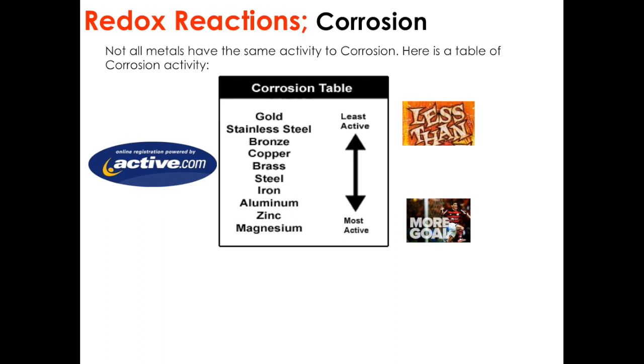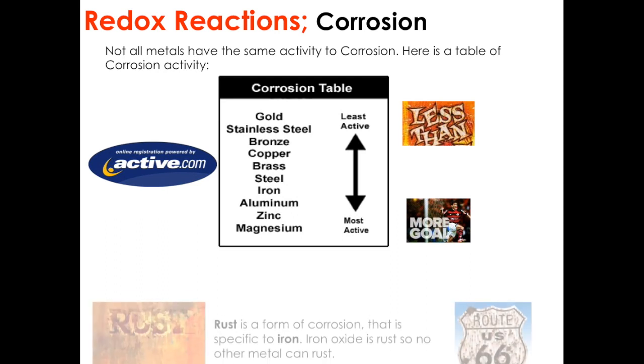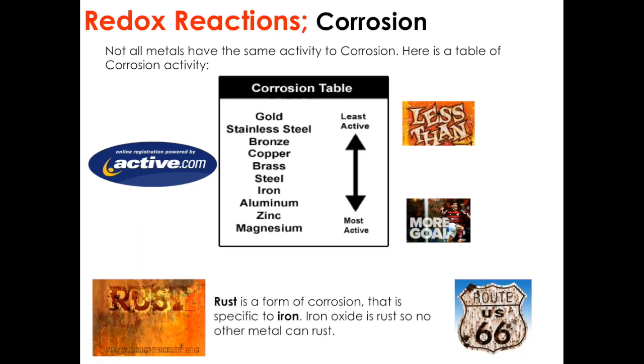Not all metals have the same activity to corrosion, and here is a table of corrosion activity. Here we can see, for example, magnesium, zinc, and aluminum are the most active, whereas in this table gold, stainless steel, and bronze are least active. Rust is a form of corrosion that is specific to iron. Iron oxide is rust, so not any other metal can rust, only iron.